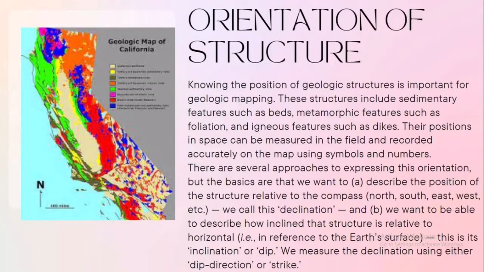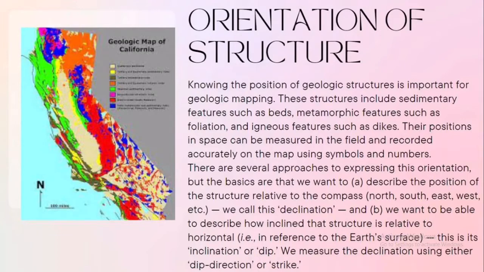Other markings on geologic maps are contact lines. A contact line indicates places at which two geologic units meet, called contacts. The two main types of contacts are fault and depositional contacts. Depositional contacts show where one rock layer formed above another, while faults are cracks where rocks have moved past each other.